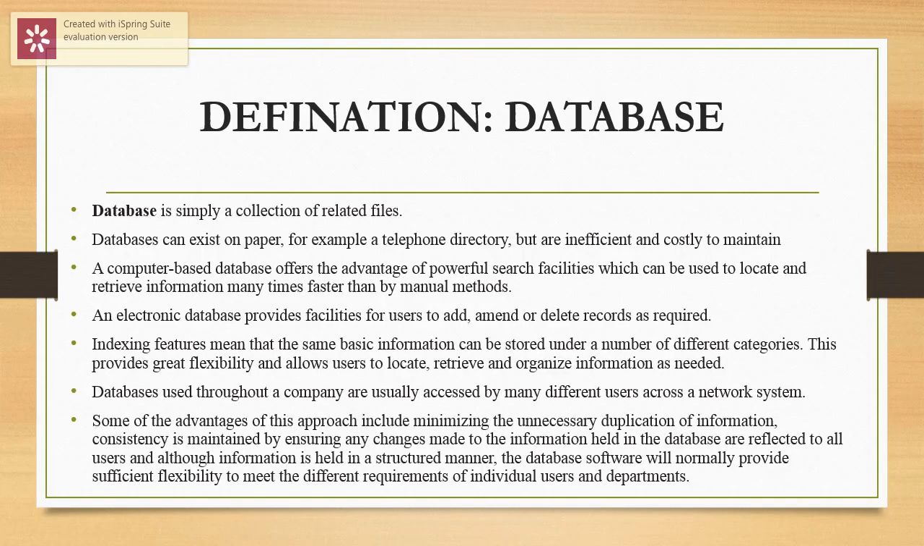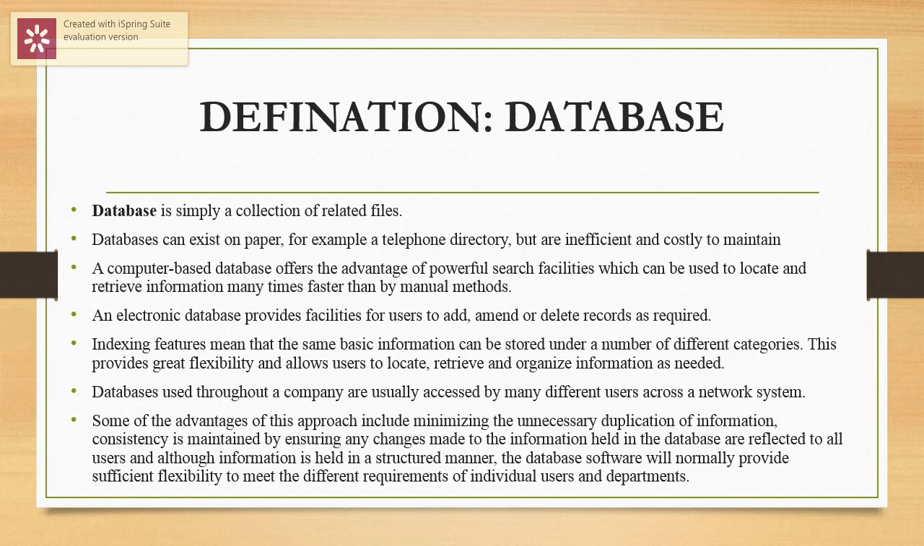What is a database? A database is simply a collection of related files. Databases can exist on paper, for example, a telephone directory, but are inefficient and costly to maintain. A computer-based database offers the advantage of powerful search facilities which can be used to locate and retrieve information many times faster than manual methods. An electronic database provides facilities for users to add, amend, or delete records as required.